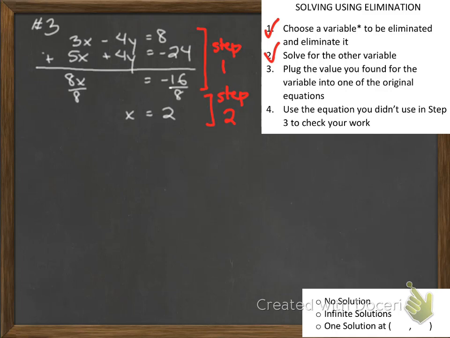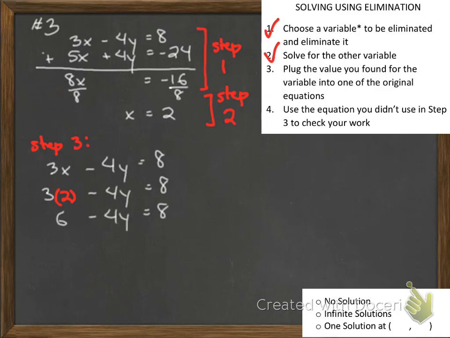Okay? So we're on to step 3. We have to plug the value x equals 2 into one of these two equations. It doesn't really matter which equation we choose, so just out of convenience, I'll pick the first equation: 3x minus 4y is equal to 8. Again, I'm going to put 2 in place of x and then evaluate this. So 3 times 2 is 6, so we have 6 minus 4y equals 8.